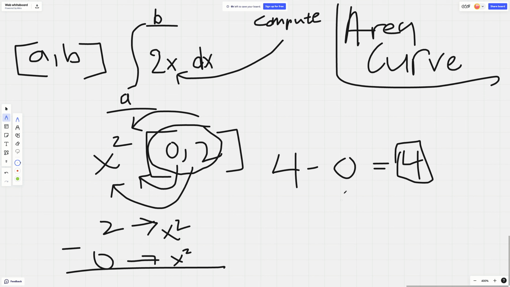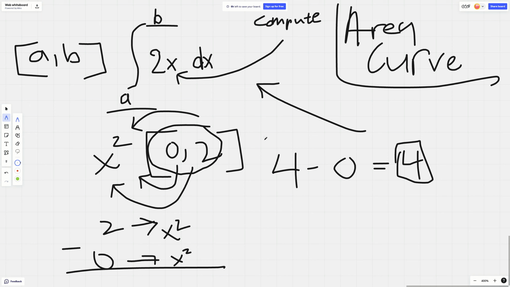And believe it or not, that is it, right? The area under the curve of the function 2x with respect to x when x is between 0 and 2, our two endpoints a and b, is 4. That's the area under the curve. And that's it. There's nothing else with that. That's all there is. That is literally just simple integrals and integration with calculus.